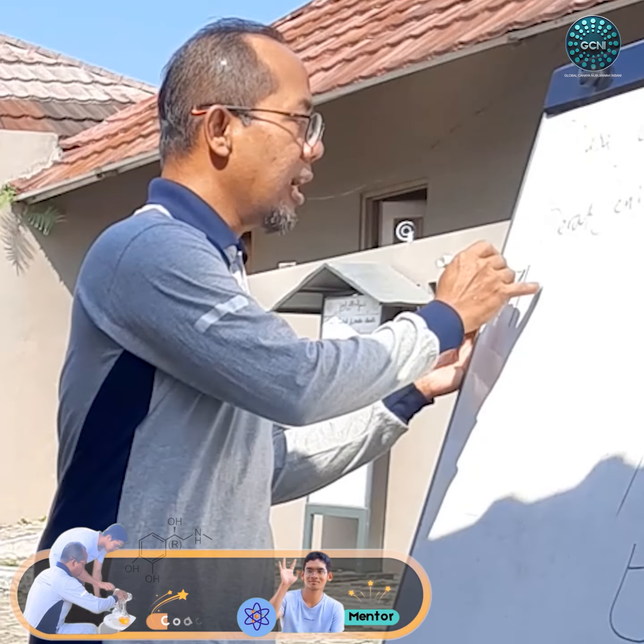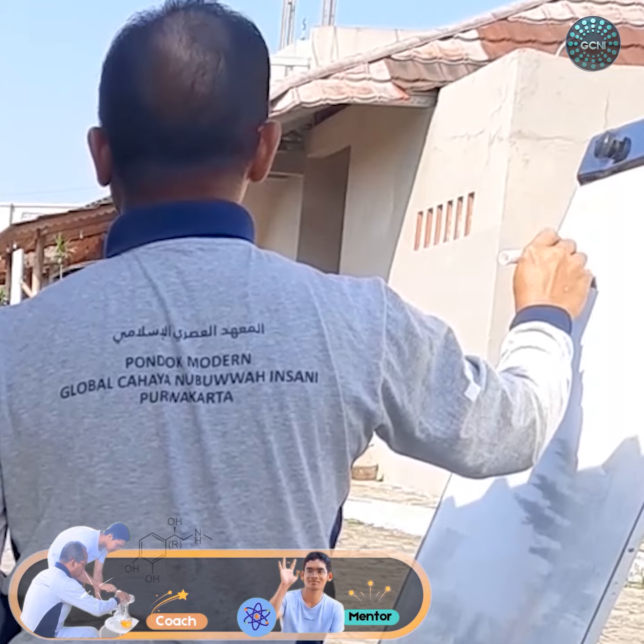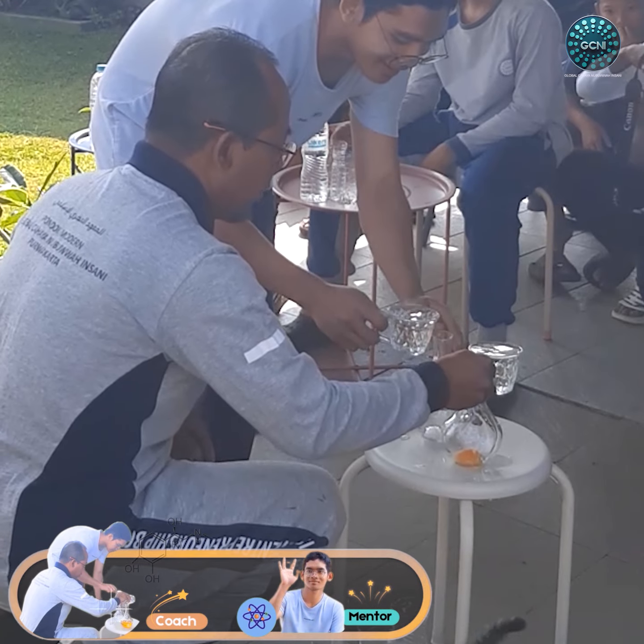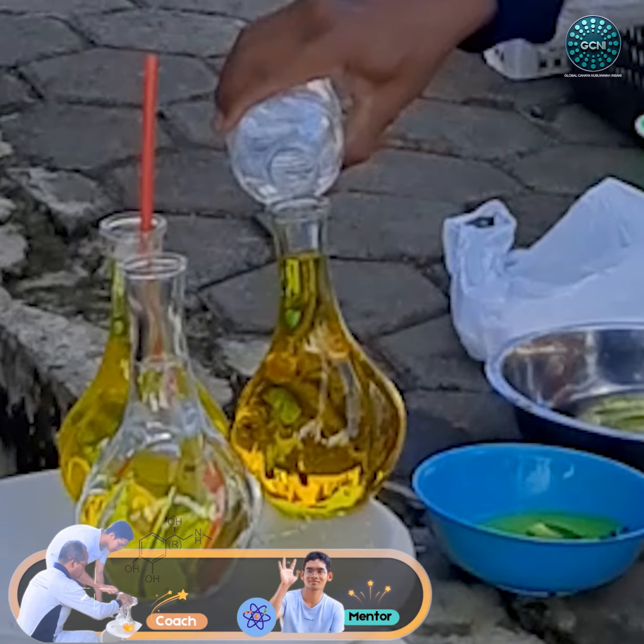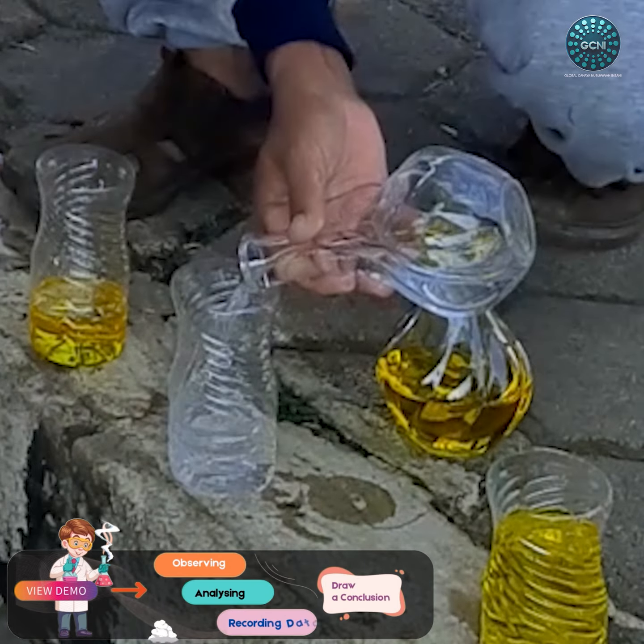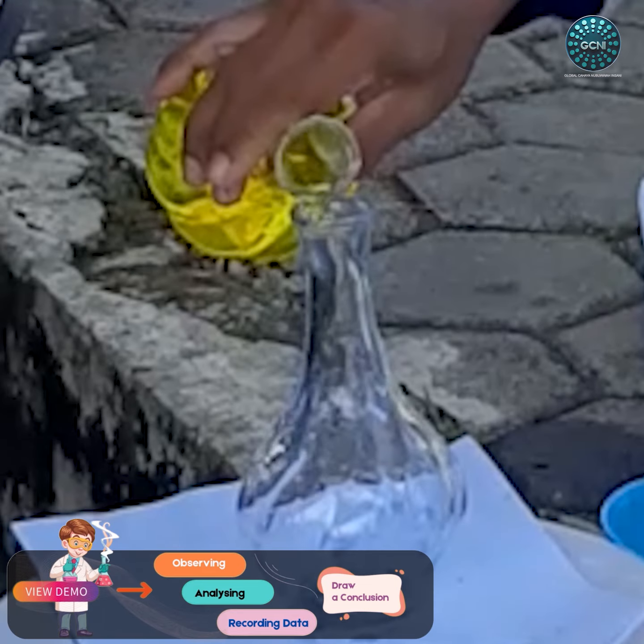The learning activity begins with a basic explanation of the theory and work procedures of the experiment by the coach assisted by the mentor. By applying the demonstration method, learning aims to develop skills in observing, recording data, analyzing and drawing conclusions from an experiment.